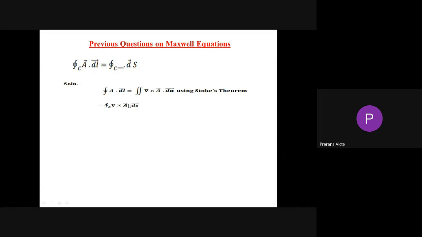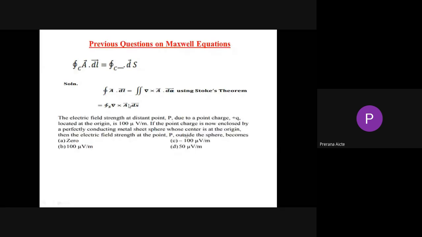Okay, next, second question. The electric field strength at a distance of point P due to a point charge plus Q located at the origin is 100 microvolts per meter. If the point charge is now enclosed by a perfectly conducting metal sheet sphere whose center is at the origin, then the electric field strength at the point P outside the sphere becomes dash. Tell me what is the answer?